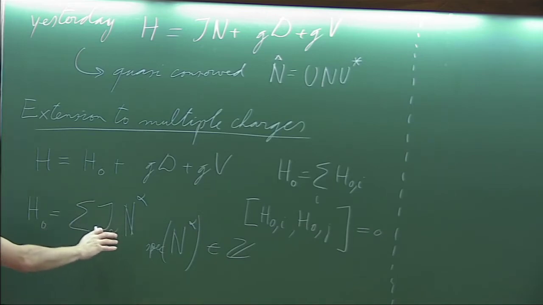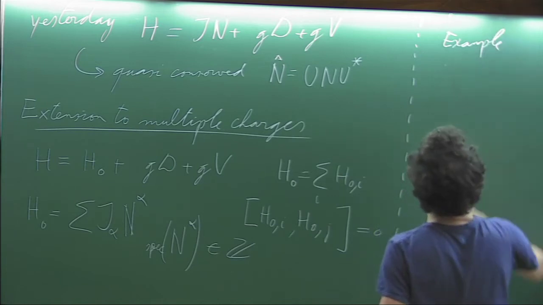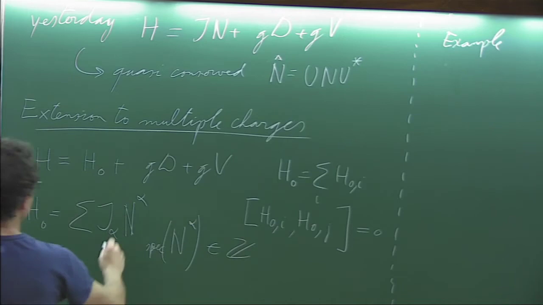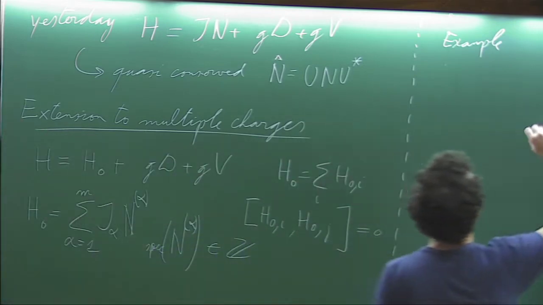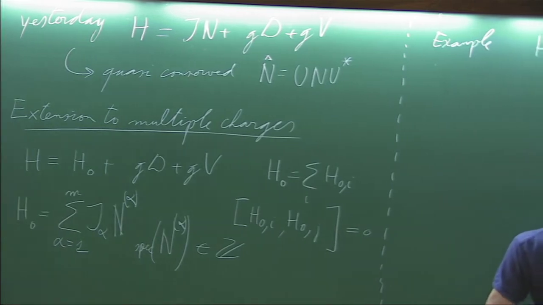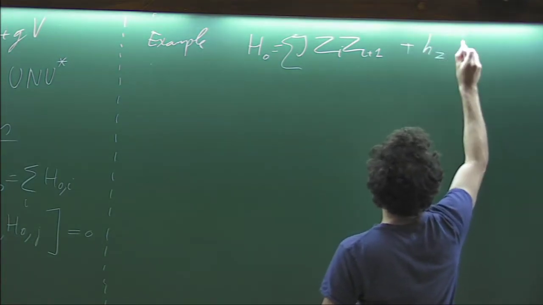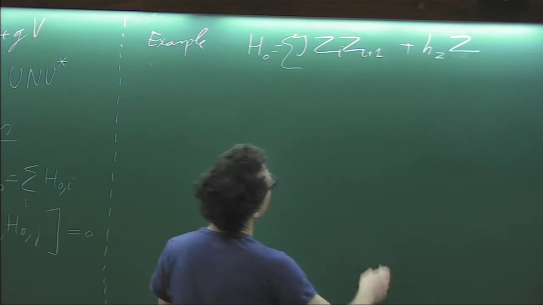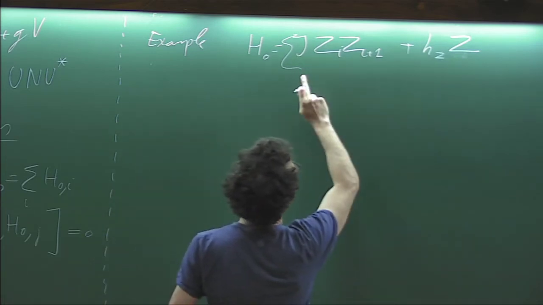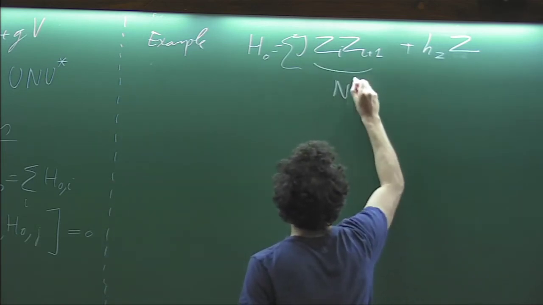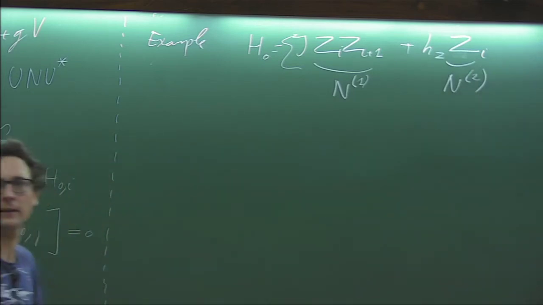Again, I will not go into how you do that. That's just a quick exercise that you must do. And I will give an example, however, and in the example it's completely obvious how to do it. The example will be that H0 is J times a sum of Z Z terms, as yesterday, plus H_Z times a sum of Z terms. Unless J and H_Z are multiples of each other, this does not have integer spectrum, but there are clearly two integers in the game. So you call the sum over these N1, and the sum over these N2, and that's the setup now.